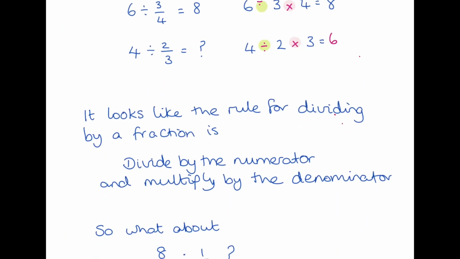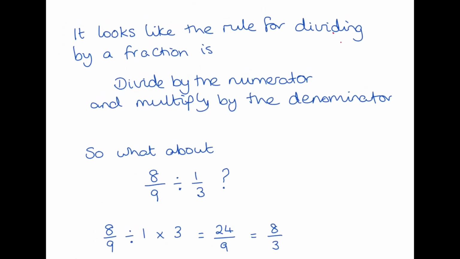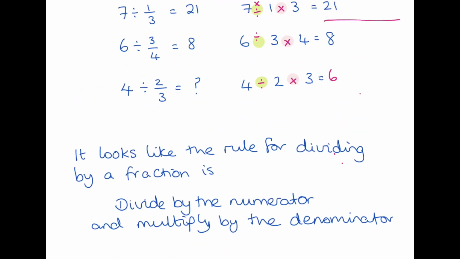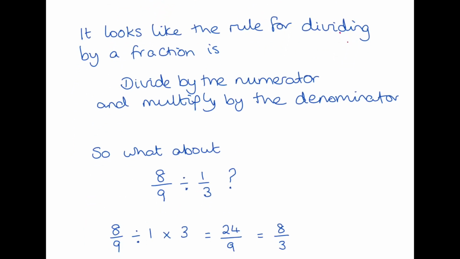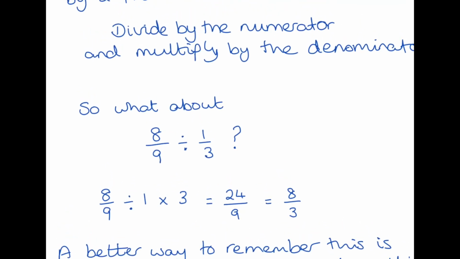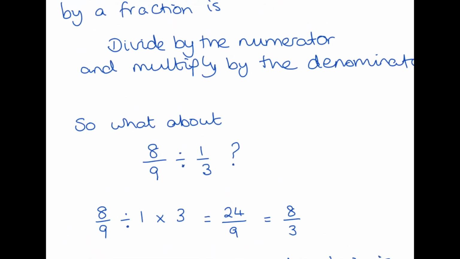Okay? So it looks like the rule for dividing by a fraction is that you divide by the top and times by the bottom. Okay? So divide by the numerator, multiply by the denominator. That's the opposite of what we've had before, isn't it, when we've been finding a fraction of a number. So we need to have a think about what happens when we're doing a fraction divided by a fraction.